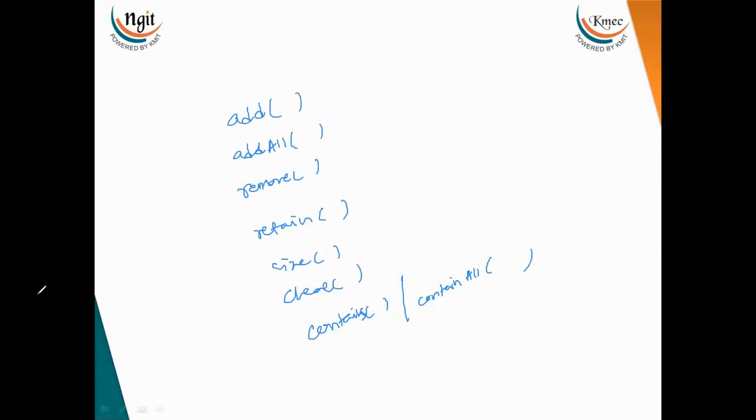Now we will go with the sub interfaces of the collection interface. First, I am going to discuss the list interface. Then after that, we will discuss the set interface, followed by the queue interface. This is how we will go one by one.